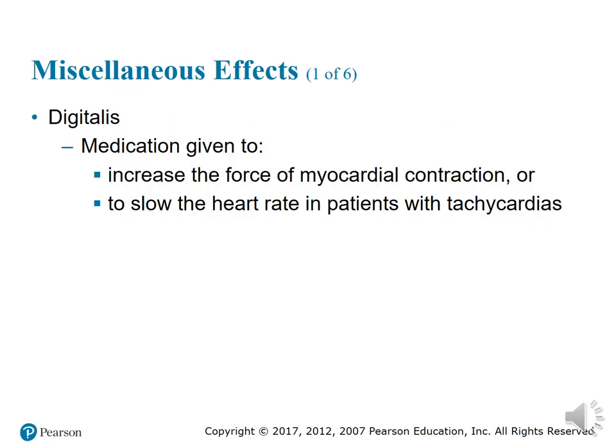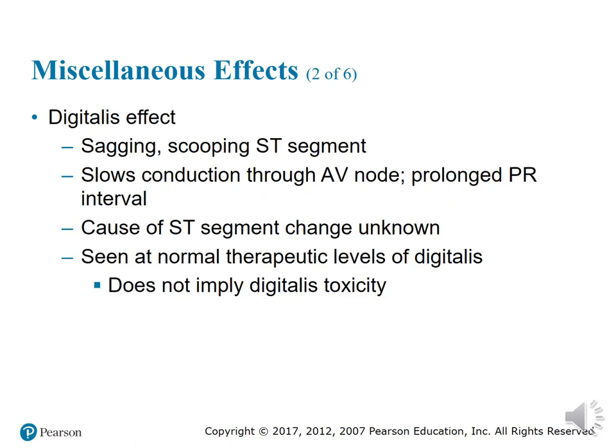All right, miscellaneous effects. Digitalis is a medication given to increase the force of myocardial contractions or to slow the heart rate in patients with tachycardias. You guys already know that because we went over medications in chapter 16. Again, just trying to bridge the gaps between the chapters, bringing everything full circle. Digitalis effects: sagging, scooping ST segment, slow conduction through the AV node, prolonged PR intervals.